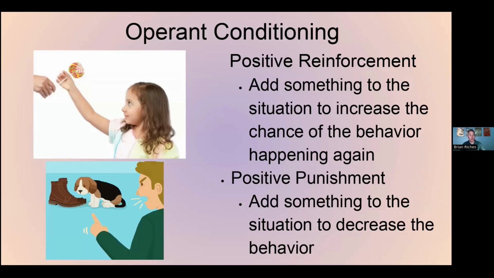So this picture here of yelling at a dog, yelling at the dog, yelling at a kid, adding that yelling is a positive thing, right? It's adding, positive addition. You're adding something to the situation. You're adding the yelling. So a positive punishment of yelling at a dog is an example here. It's to decrease the behavior of gnawing on the shoe. Another example of a positive punishment is spanking a child. You are adding a spank to the situation.